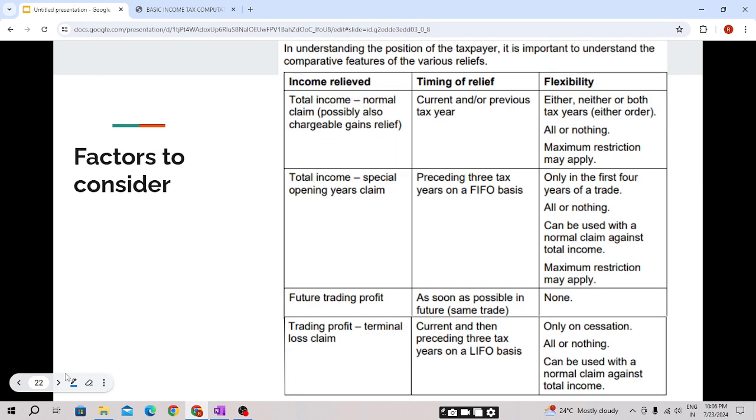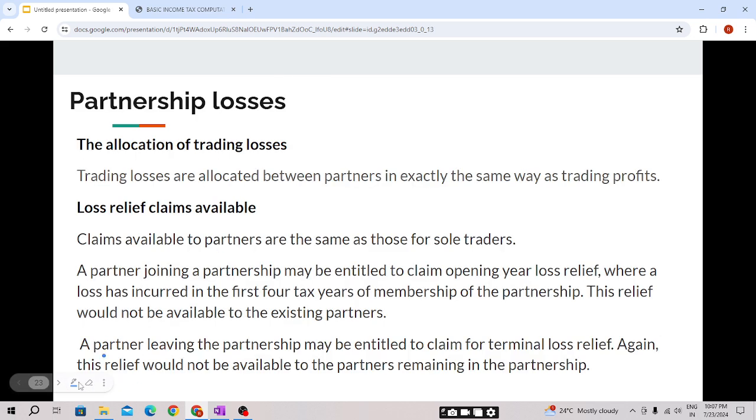Now we have seen the income relief: total income normal claim, total income special year claim, trading profits, terminal loss, opening year rule, terminal loss, future profits, and we have seen the specific rules. Partial claim is not allowed in any of the options. No partial claim is allowed, students. I hope this is clear. Now moving forward to partnership losses.